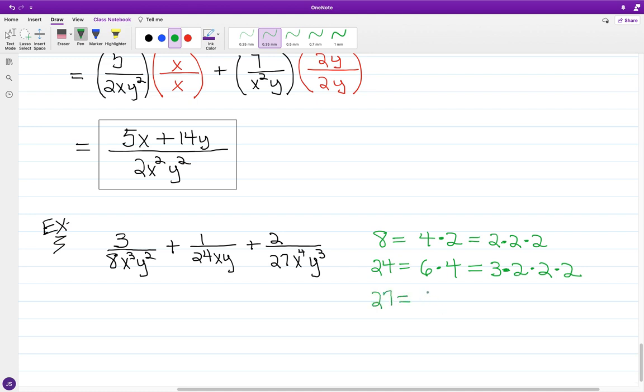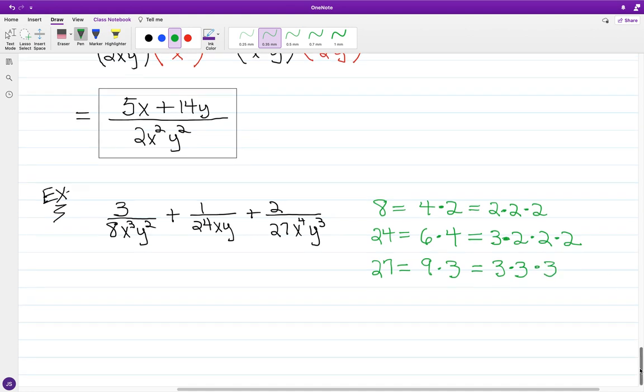Now as for 27, we say that 27 is 9 times 3. Now 3 is a prime number. However, with 9, you have 9 times 1 and 3 times 3. So I can break down the 9. That's 3 times 3, followed by 3. So for what we have in the big picture, we have the prime factors of 8, 24, and 27 that were drawn out, with 2 and 3.